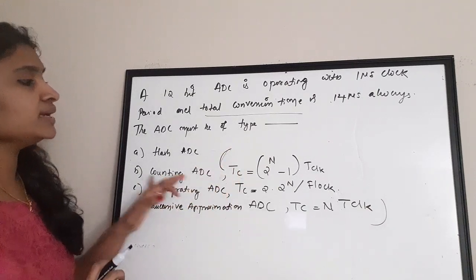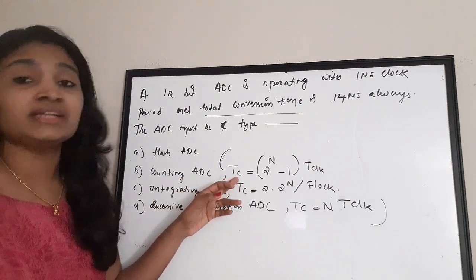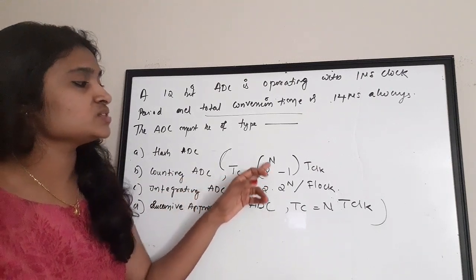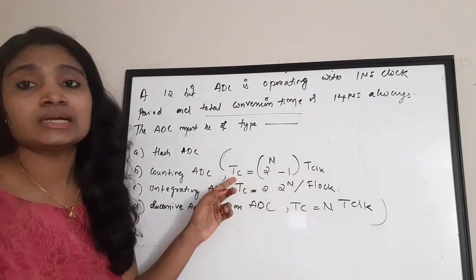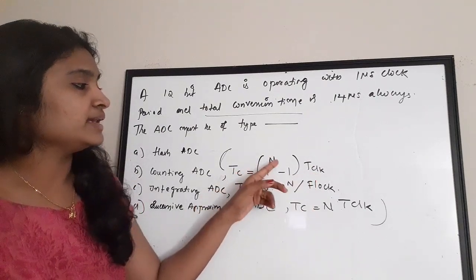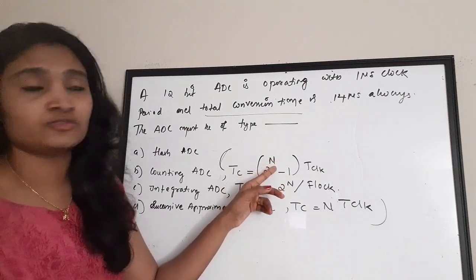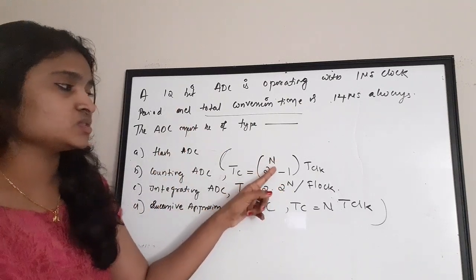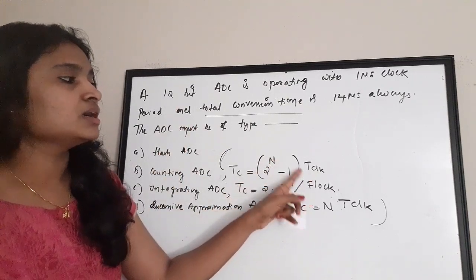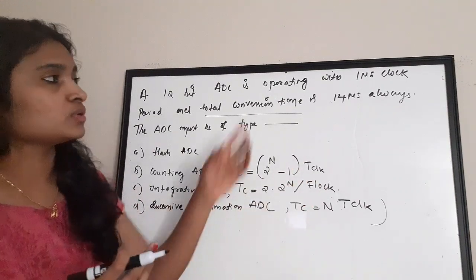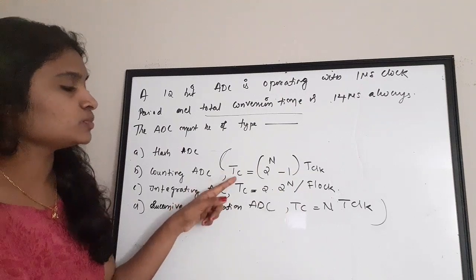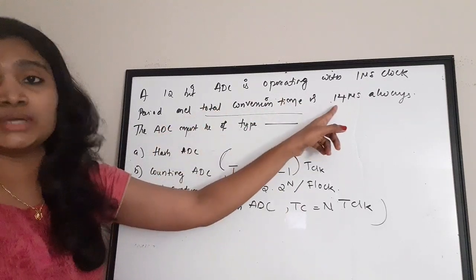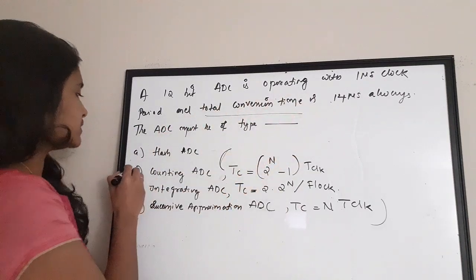That is, for counting ADC, the total conversion time TC is equal to (2 raised to n minus 1) into T clock. TC is the total conversion time, where n is the number of bits of the ADC. For this question, it is a 12-bit ADC, so n is 12. T clock is the time period of the system clock. Here it is 1 microsecond. So if you calculate this, the conversion time obtained is greater than 14 microseconds. So this is not our answer.